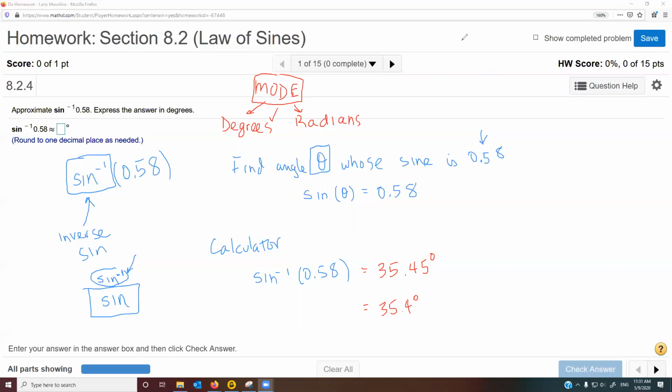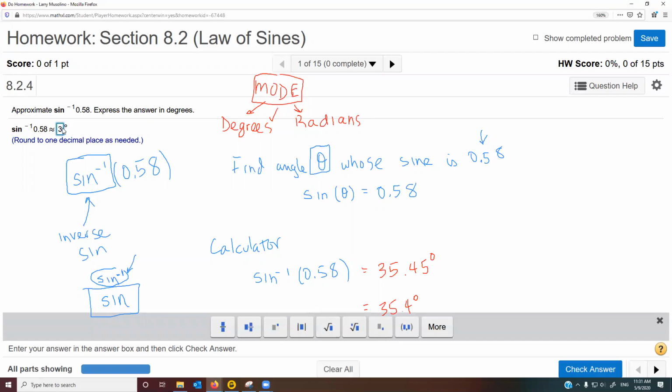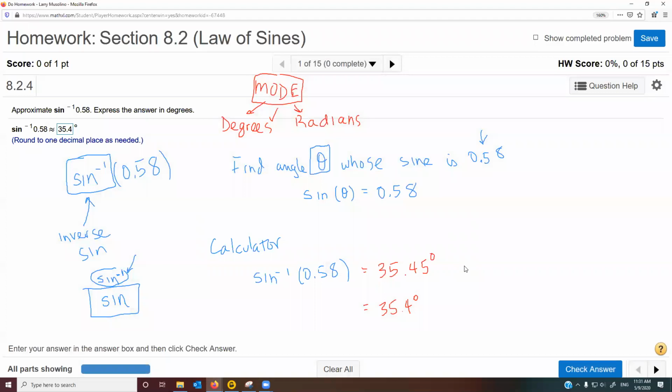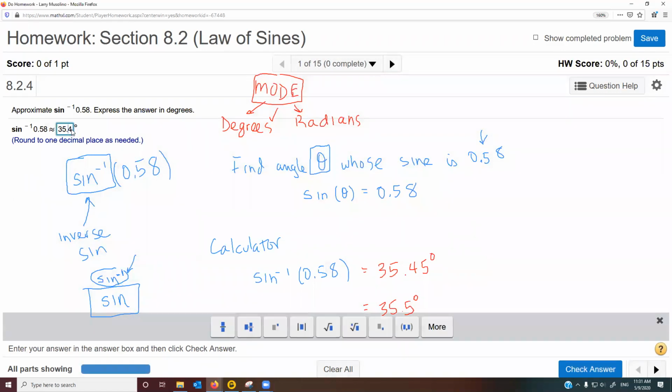Let me type that in, 35.4 degrees. Let me double check if I entered that correctly. I'm sorry, I should have rounded this to 35.5 degrees. Whoops, my mistake. Let me fix that. This should have been 35.5 degrees when rounding to 1 decimal place. So 35.5 degrees for this one.